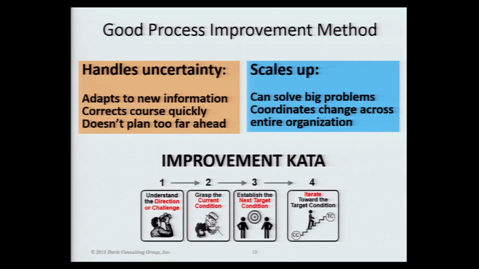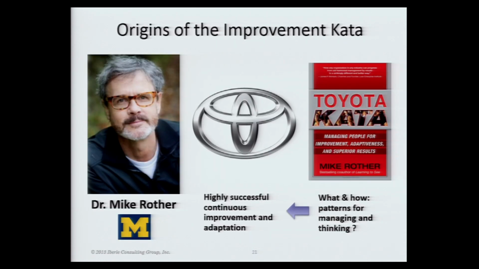And I think the improvement kata is a pretty big advance in process improvement because it does both of these things. It does scale up and it does deal really well with all of these unknowns. So the improvement kata is an iterative method that basically has 4 steps. And we're going to be looking at that in some detail. But before that, I'm going to talk a little bit about where it came from. So I think it's easier to understand with a little history. So where did it come from and why does it have such a funny name?